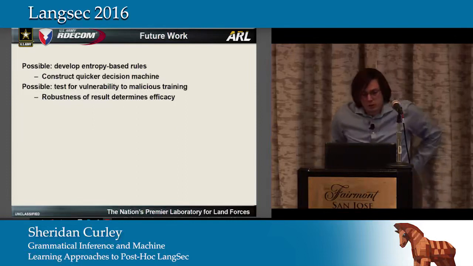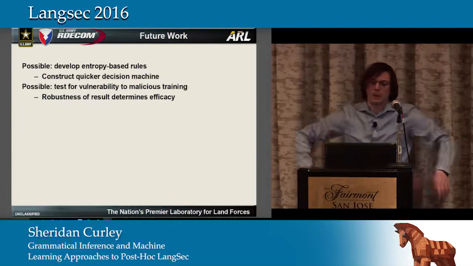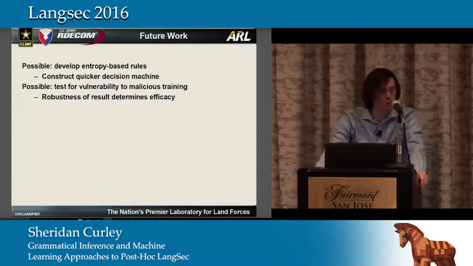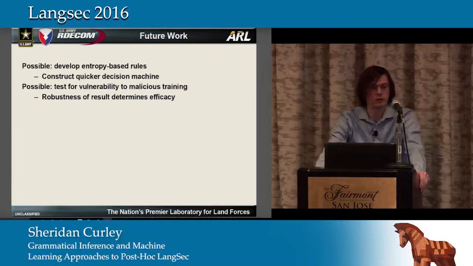So this segues into future work, which is it's very possible that we can use some kind of entropy-based rule set based on any given step in the character creation. And from that, we might be able to, say, make a finite state automata or something similar. And from that, we can construct a rule set that'll act much quicker than the network itself.